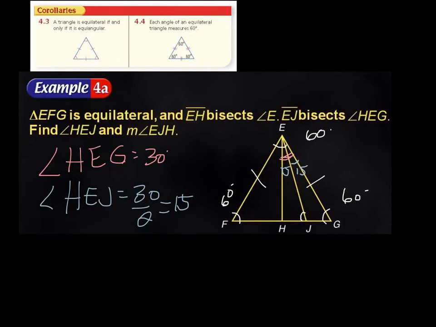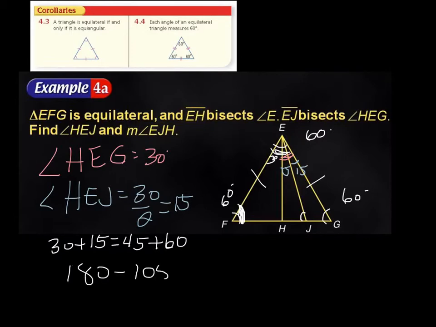Okay, if that is 15 and this was 30, that whole angle up there would have to be 30 plus 15, would be 45. And we know this angle was 60. So all that's left is 180 minus 105. And we get 75 for the measure of angle EJH.